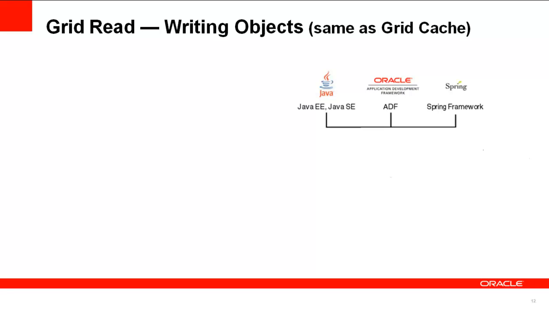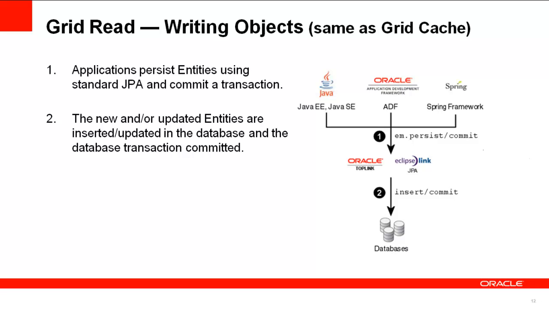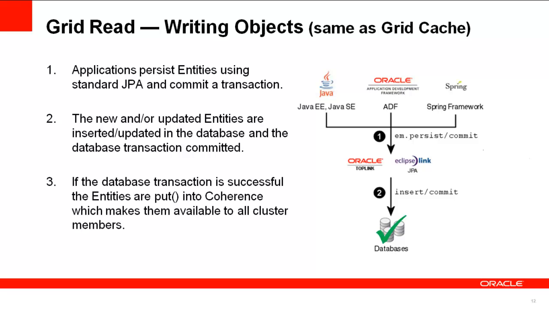With the grid read strategy, writing objects is the same as with grid cache. First, an application will persist an entity using standard JPA. The new or updated entities are inserted or updated in the database, and then the transaction is committed. Once the transaction is committed successfully, the entity is then put into the Coherence cache.